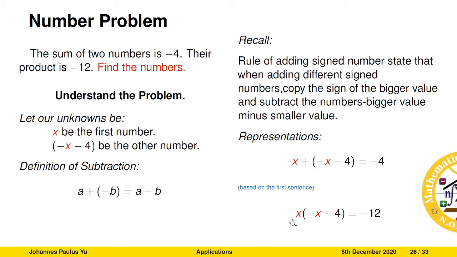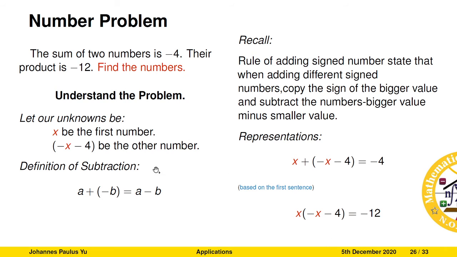The second one, we multiply the two numbers. That is x as the first number times the quantity of negative x minus 4 as the second number, or the other number, is equal to -12. Okay. So, either of the two.